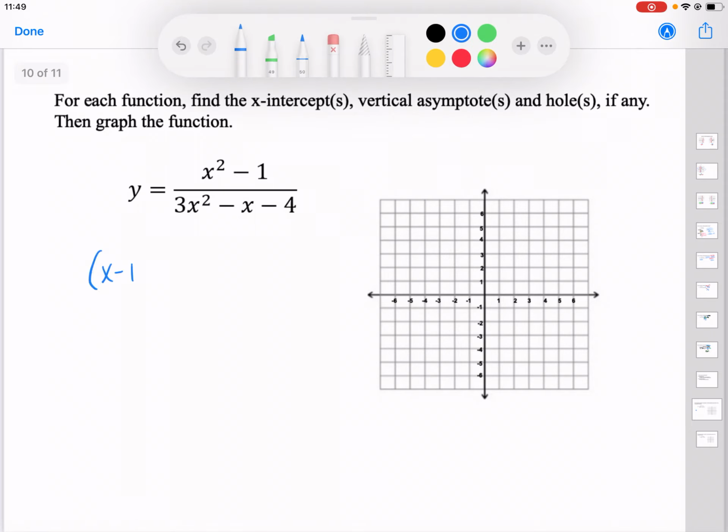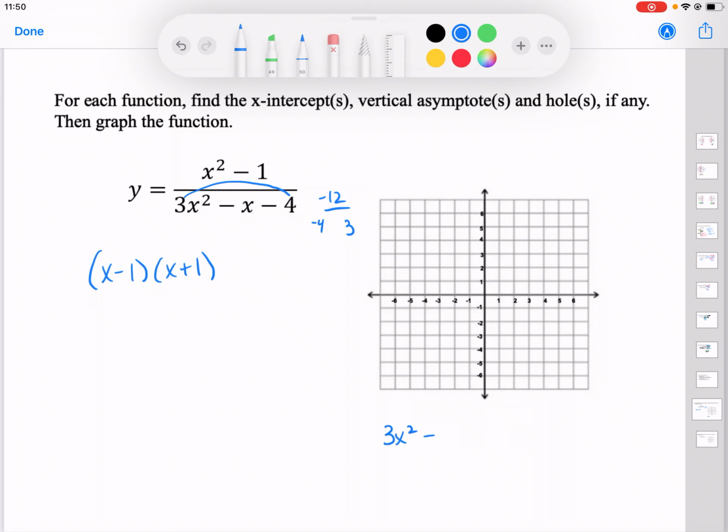So we factor, so x squared minus 1 is x minus 1 times x plus 1. The denominator, we're going to have to do grouping method on that. I'm going to do it down here in fact. So 3 times 4 is negative 12. Factors of negative 12 that add up to negative 1 are negative 4 and 3.